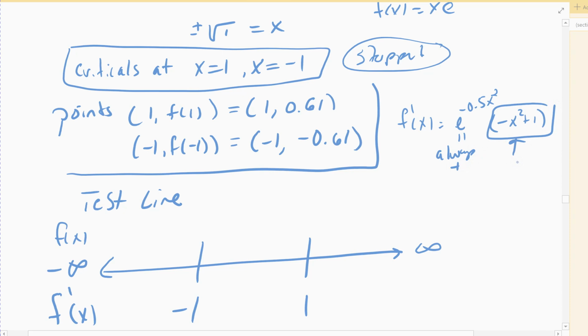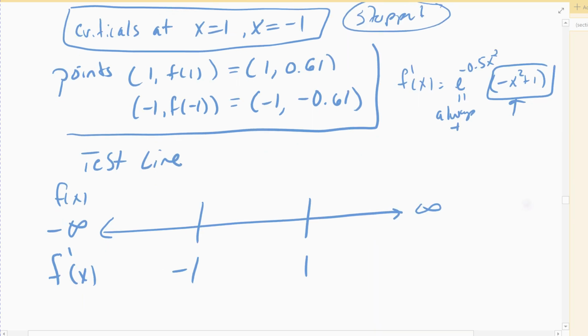When I plug my test points in, this is going to be a work smarter, not harder kind of thing. I just have to figure out at my test points, is it positive? Increasing. Is it negative? Decreasing. E is always positive, so I can sort of ignore the e term. It's always going to be a positive number. And so I just look at the polynomial part. So this is what I'm going to look at when I test. I'm going to see if it's positive or negative.